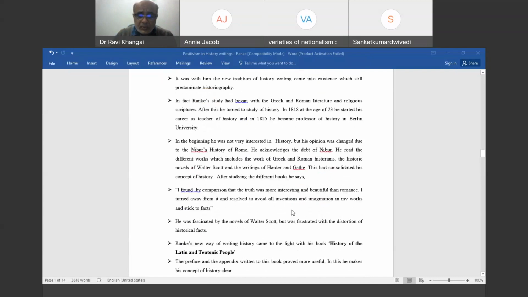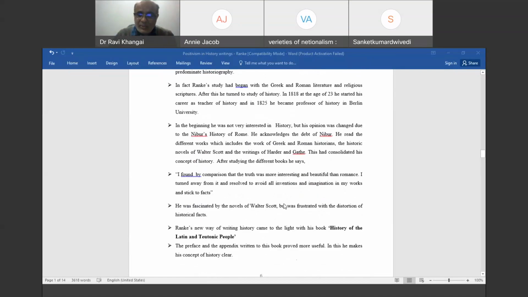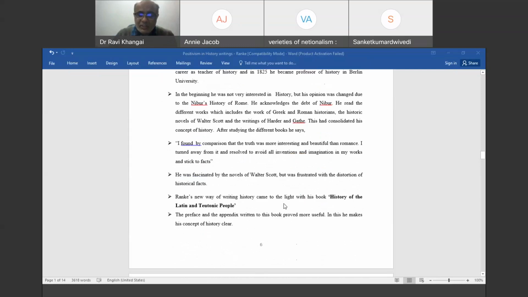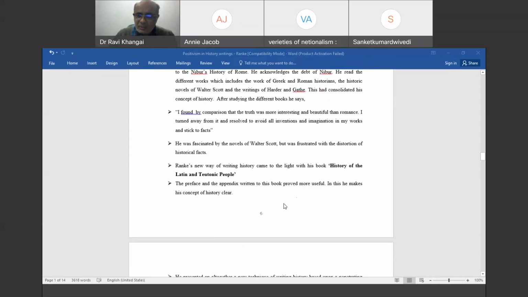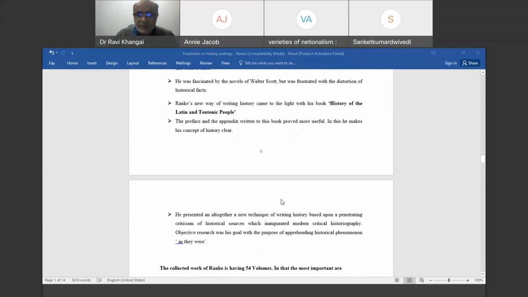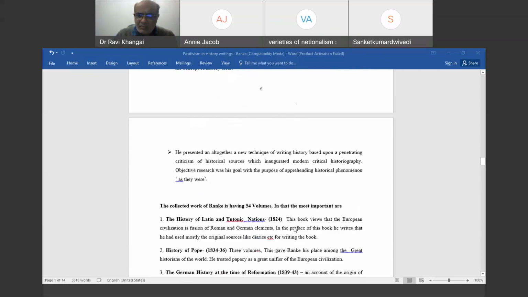This I told you. And while trying to understand scientific history, trying to separate it from literature and imagination, he found that real life, that is the real history, is much more fascinating than literature. So he wrote that book called History of Latin and Teutonic Peoples, and the preface of this text is very important, where he elaborates his idea about what history should be. And there is a lot of work done by him.